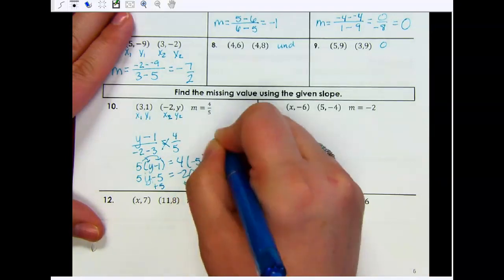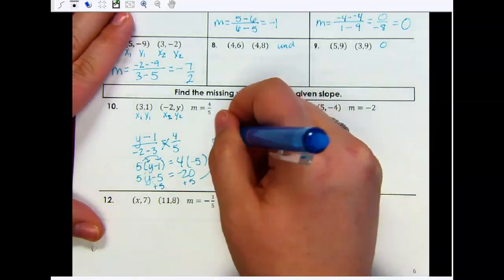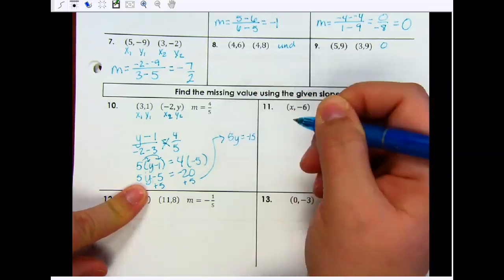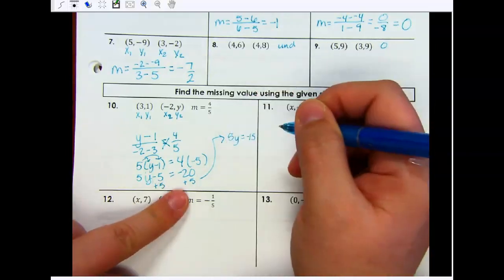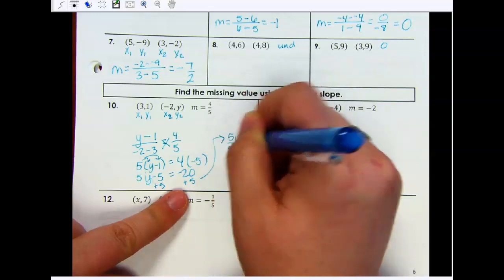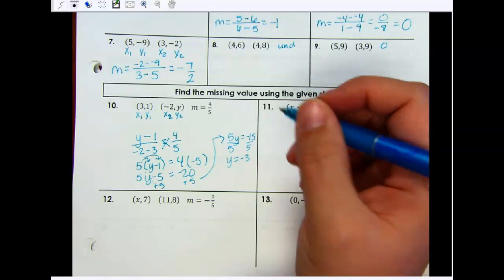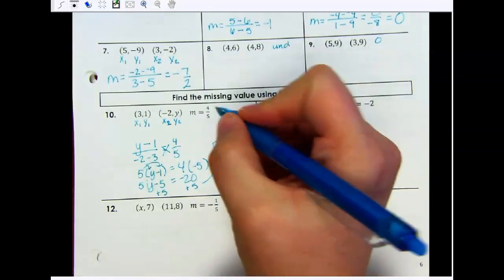I'm going to have to go up here because I always run out of room. So I have 5y from here equals negative 15. Negative 20 plus 5 is negative 15. So then we're going to divide by 5. So y equals negative 3. So this y2 equals negative 3.